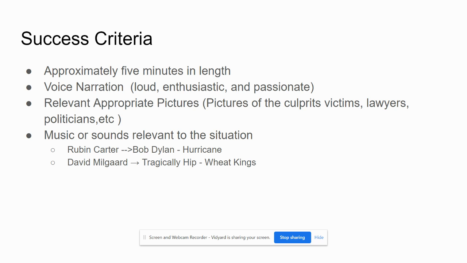Again, so Reuben Carter was someone who was a boxer in the 1950s and 60s who was wrongly convicted of murder. Bob Dylan wrote a song called The Hurricane. It's actually a very good song to bring awareness around Reuben Carter's wrongful imprisonment. And the Tragically Hip did another one about David Milgaard called Wheat Kings. Great song too.